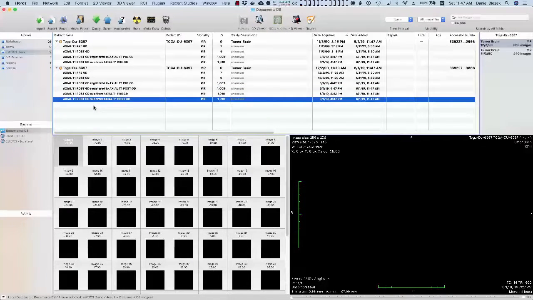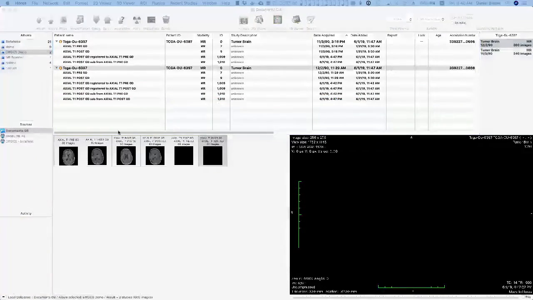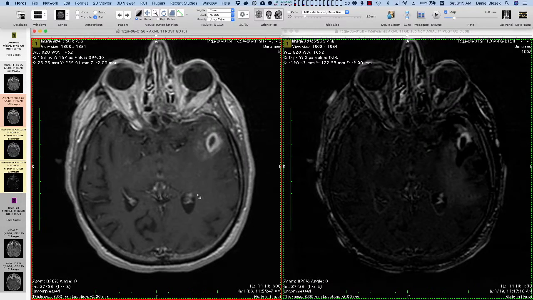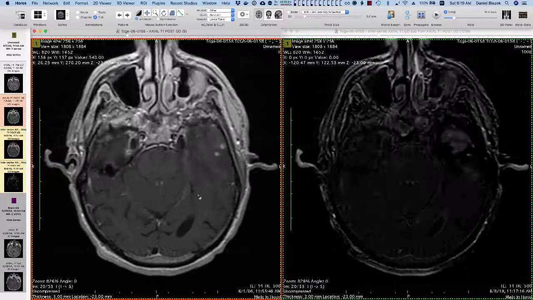And since these steps could be human tasks, you can also use this feature to assure that humans live up to their service level agreements. This is an example of what the registered images looks like on the left, and on the right hand the subtraction image showing the new contrast enhancement compared to the prior examination.